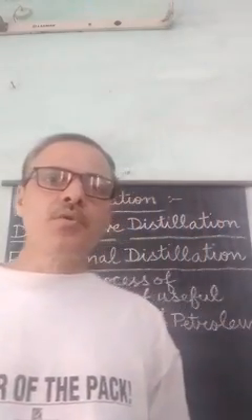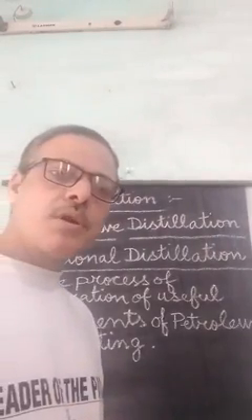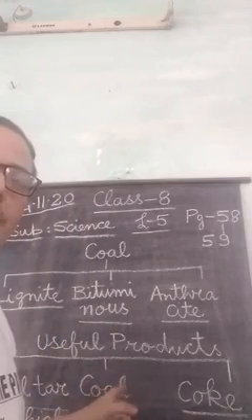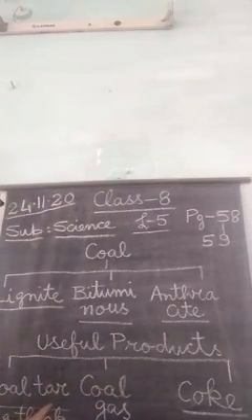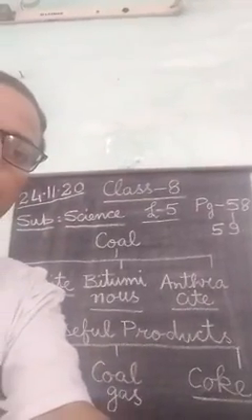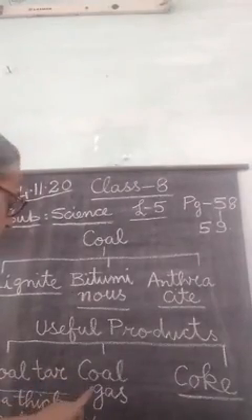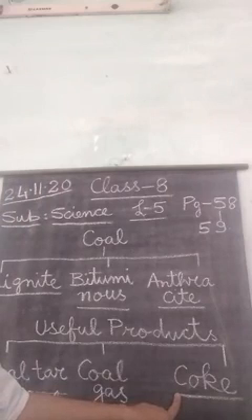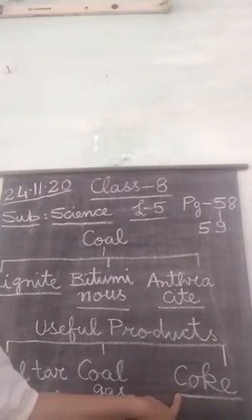So what is destructive distillation? Destructive distillation is the process of processing the coal, during which the coal is heated in the absence of oxygen, which results in the release of various types of useful products obtained from the coal. There are three useful products obtained during destructive distillation when the coal is heated in the absence of oxygen. That is, the coal tar is there, then coal gas is there, and the third is the coke. So these are the three useful products obtained as a result of processing the coal by destructive distillation.